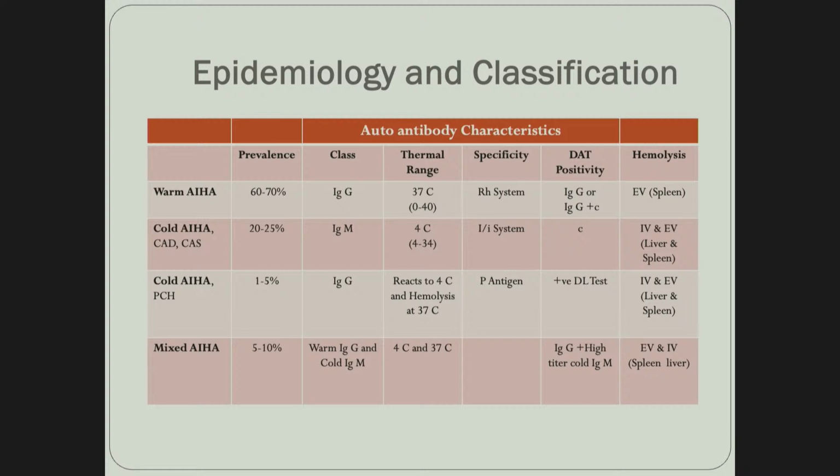In mixed type of autoimmune hemolytic anemia, we can see both warm and cold. And if you see the thermal range, warm autoimmune hemolytic anemia has a broad range. It is active at 37 degrees Celsius, whereas cold is more specifically 4 degrees to room temperature. You can see more of an agglutinated sample when received at the blood bank. And specificity wise, warm autoimmune hemolytic anemia specifically reacts with the Rh system, and cold with I and small i blood group systems.